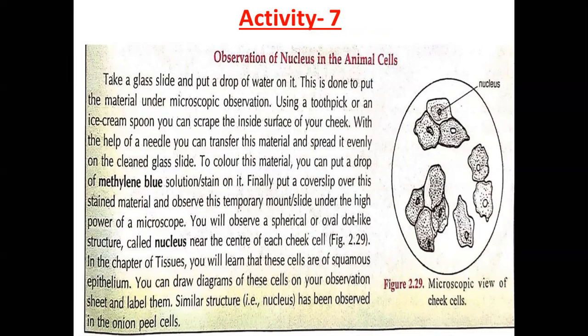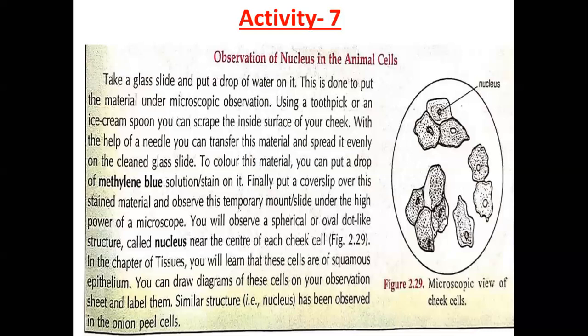With the help of a needle, you can transfer this material and spread it evenly on the cleaned glass slide. After taking out you will find the cells, and then you will remove it with the help of needle, and then you will place it on the slide. After placing, to color this material, you can put a drop of methylene blue. Obviously, it is transparent, so we need to give some stain. So we will use methylene blue stain on it.